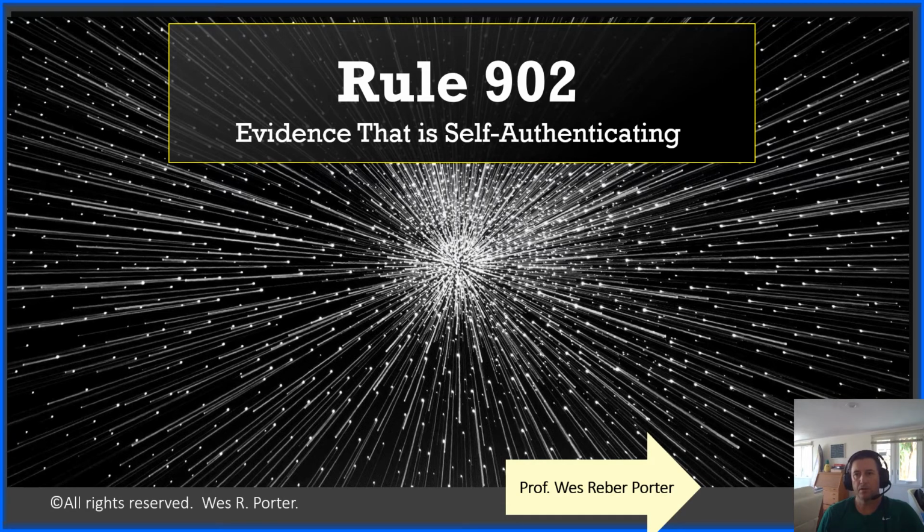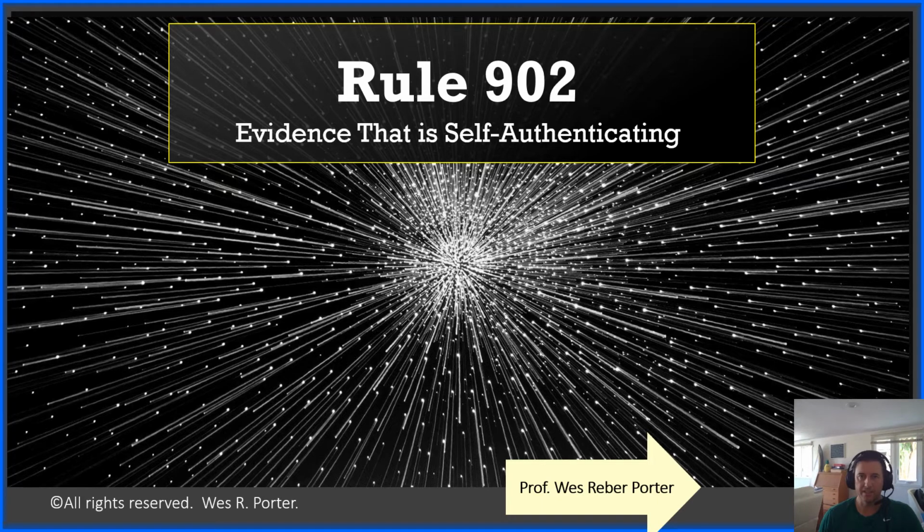The next rule under authentication and in Article 9 is Rule 902. It's that some evidence is self-authenticating. We've talked about in another video Rule 901, which is when you're authenticating or identifying the evidence. And typically, remember the example in 901(b)(1), that is, we're using a witness with personal knowledge to identify the evidence, to prove that it is what it is, De Niro style.